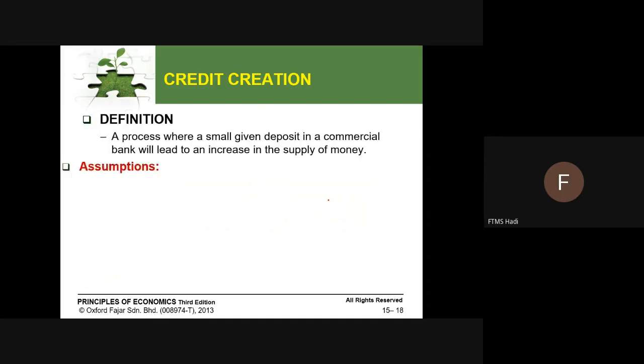Okay, credit creation. What does credit creation stand for? A process where a small given deposit in the commercial bank will lead to an increase in the supply of money. All right. Why are we talking about credit creation? Let's say this is the bank, and then this is the people.